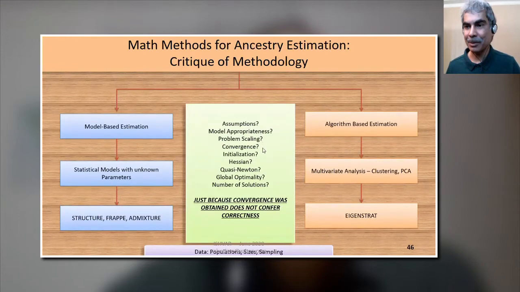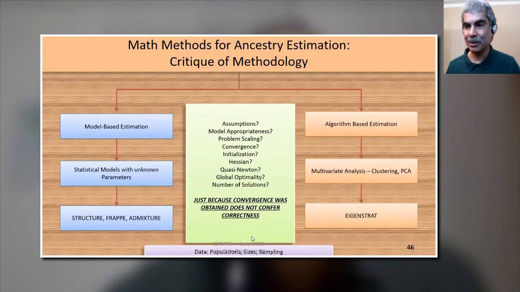What kind of scaling did you use in your mathematical problem? Did you get convergence? Is it the real convergence point? How did you initialize your problem? It's a nonlinear problem. Where you land up depends on where you initialize it, how you initialize it. How did you get the Hessian? Is the Hessian a constructed Hessian? Or is it something that you have the data for?